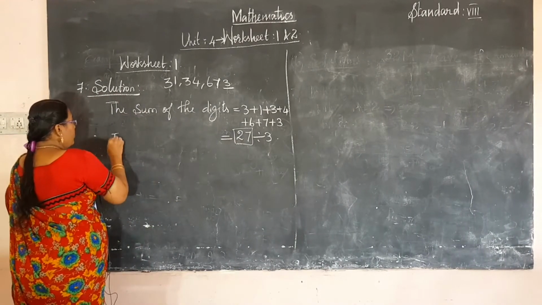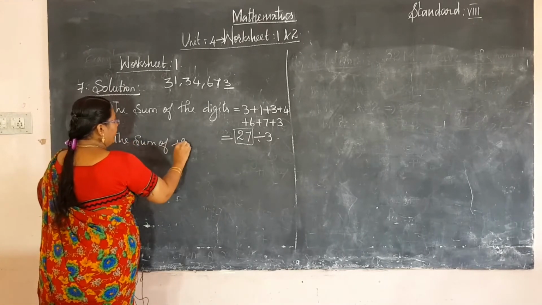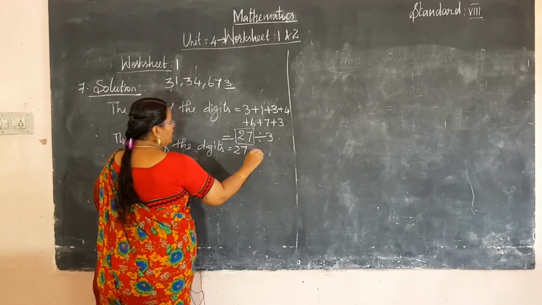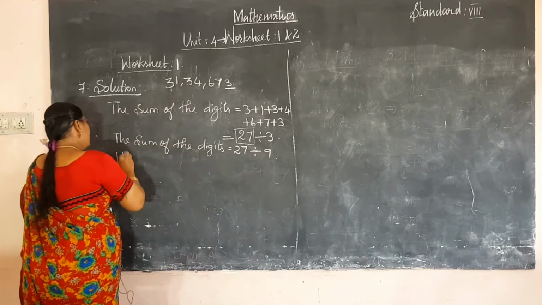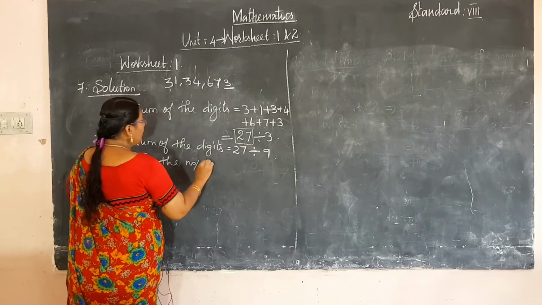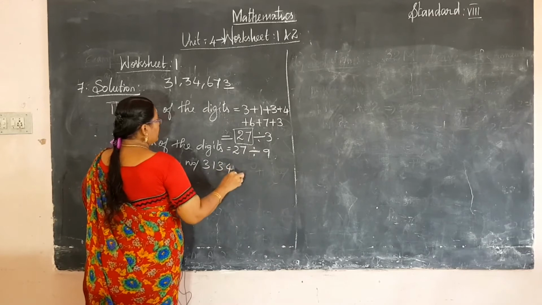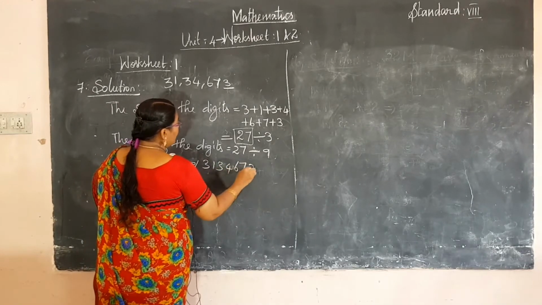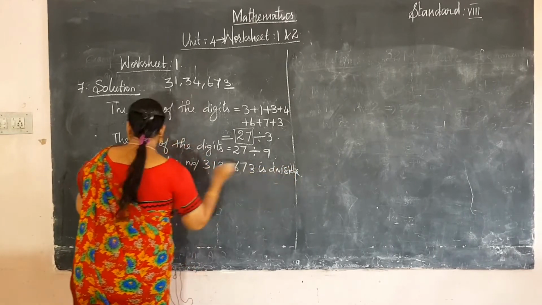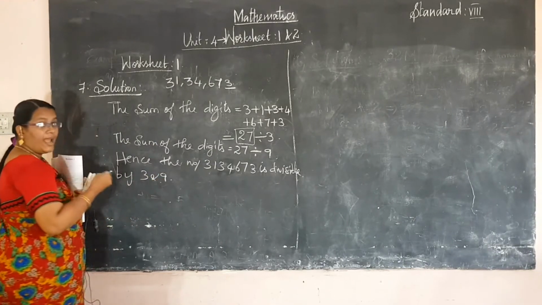Okay, so the sum of digits 27 is divisible by 9. Hence the number 3134000, we need not put the commas, 673 is divisible by 3 and 9.